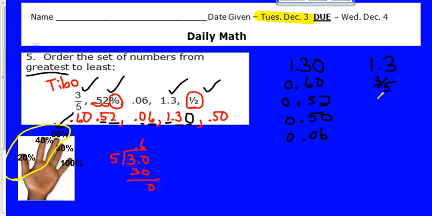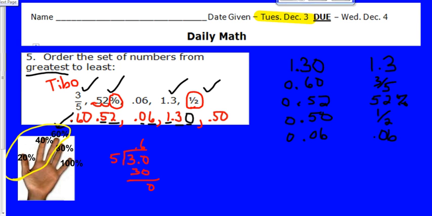0.60 is 3/5. Your 0.52 is given to you as 52%. Your 0.50 was given to you as 1/2. And then 0.06. Okay, that was Tuesday nights.